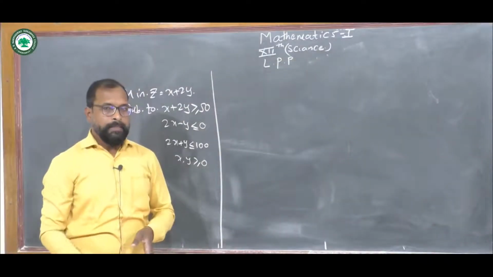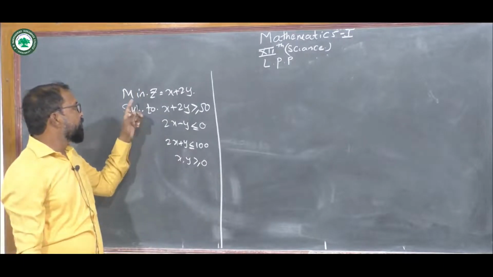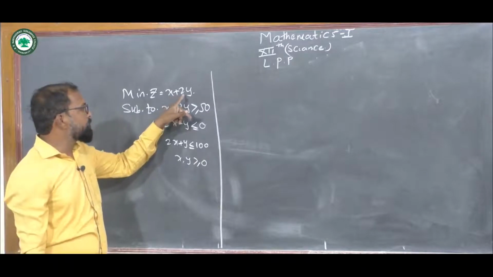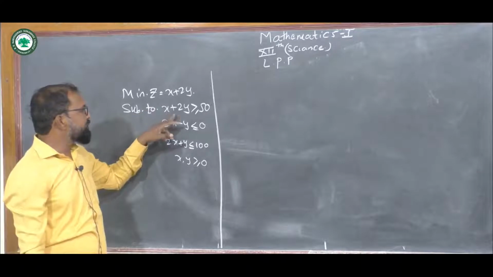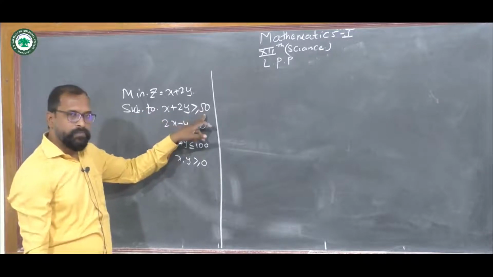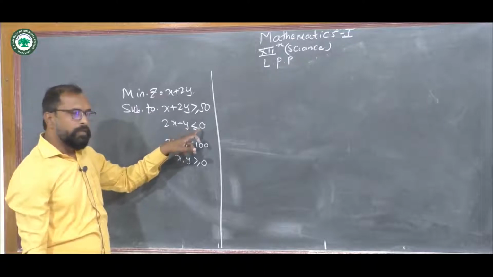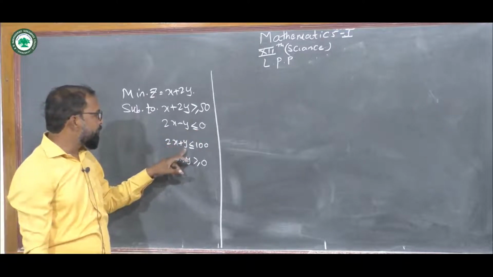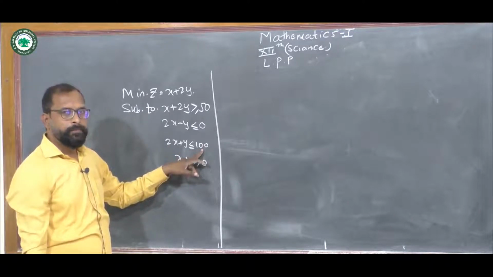Now, for the third special case, consider an example. Minimize z equals to x plus 2y subject to x plus 2y greater than or equals to 50, 2x minus y less than or equals to 0, and 2x plus y less than or equals to 100.